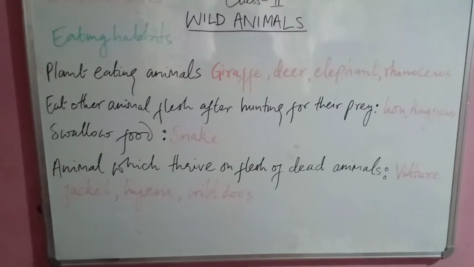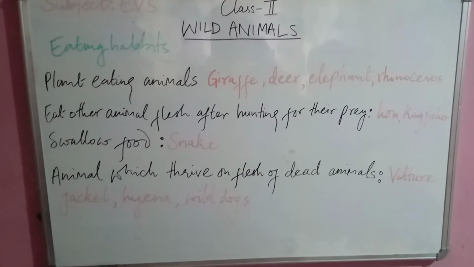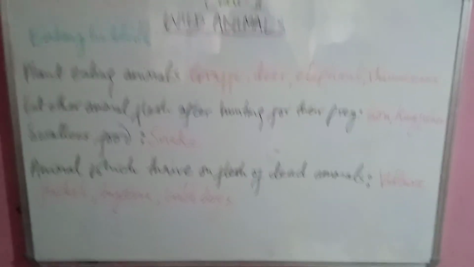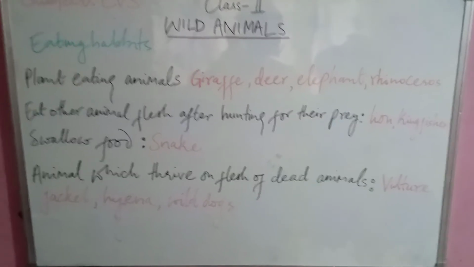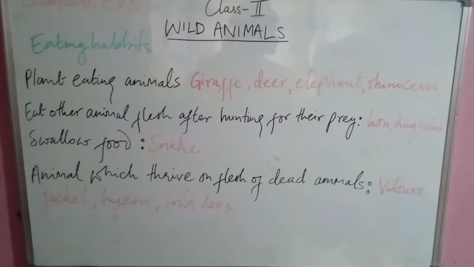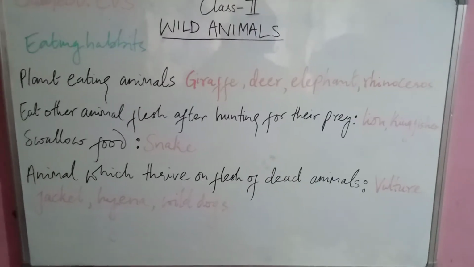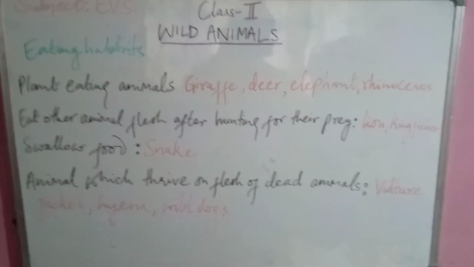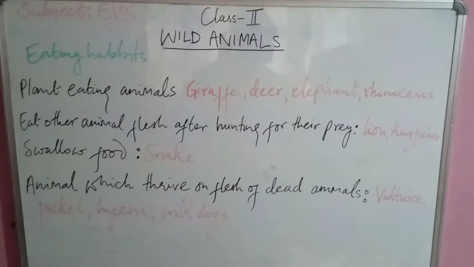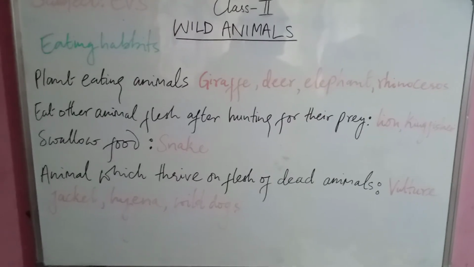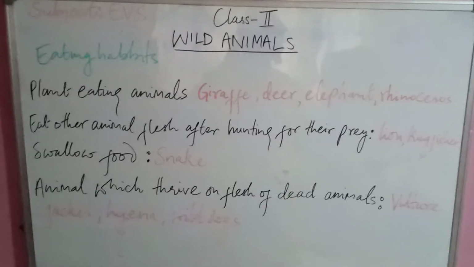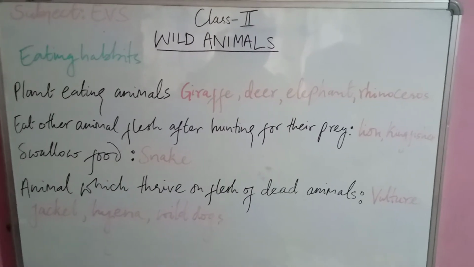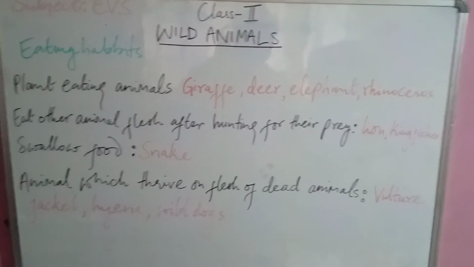After that, those that eat other animals' flesh after hunting for their prey. So to survive in the forest, they hunt for their food, and these animals are the lion and the kingfisher. The kingfisher is a bird, okay. They do the same as the lion does for living in the forest. So they hunt for their prey, which means they hunt to eat, okay. They hunt to survive.